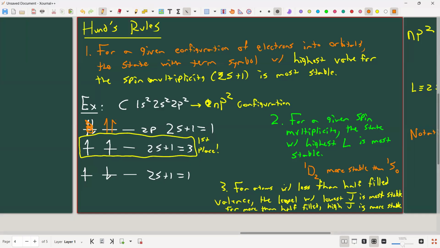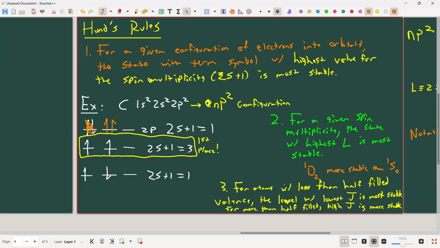What's that called? You learned it in Gen Chem. Why can't I put 2 spin up electrons in the same orbital? You remember the name of that? It is forbidden. The name of that principle is Pauli exclusion. Remember Pauli exclusion, and we'll talk about it one more time. Maybe I should have added that as my 4th Hund's rule.